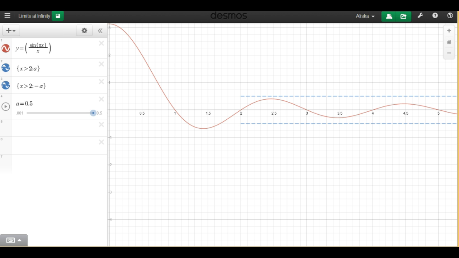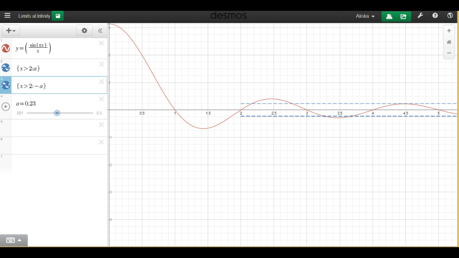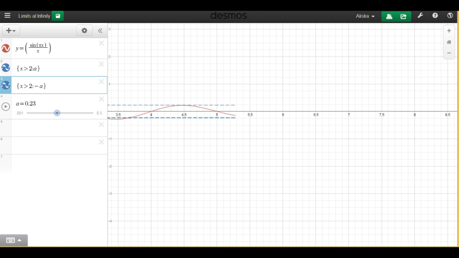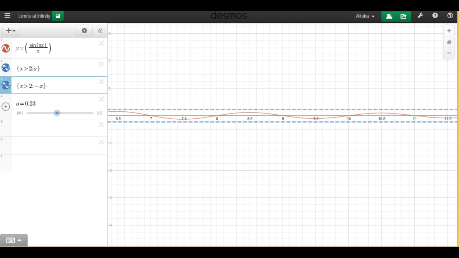But as I make A smaller, right, you can see that eventually, close to 0, I'm outside of that interval, right? But if I move my graph and look further down as x tends towards infinity, eventually I get inside that interval again, and I stay inside that interval. Staying inside is important. So let's make it even smaller.